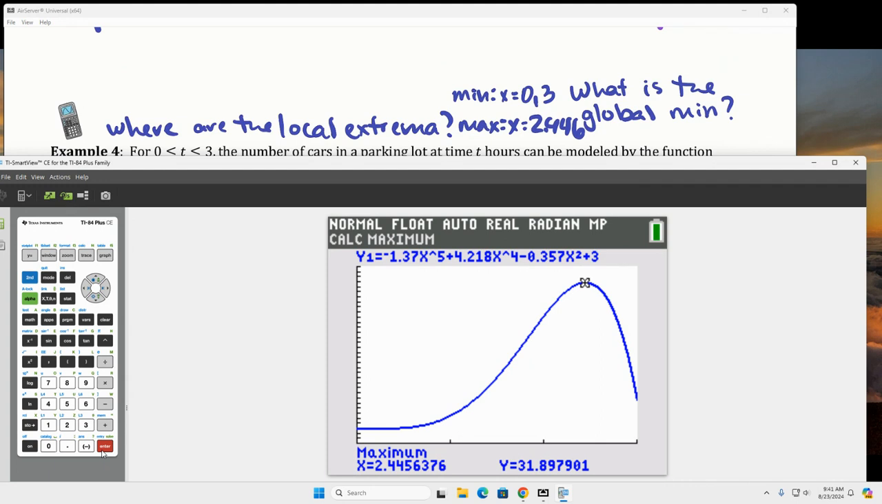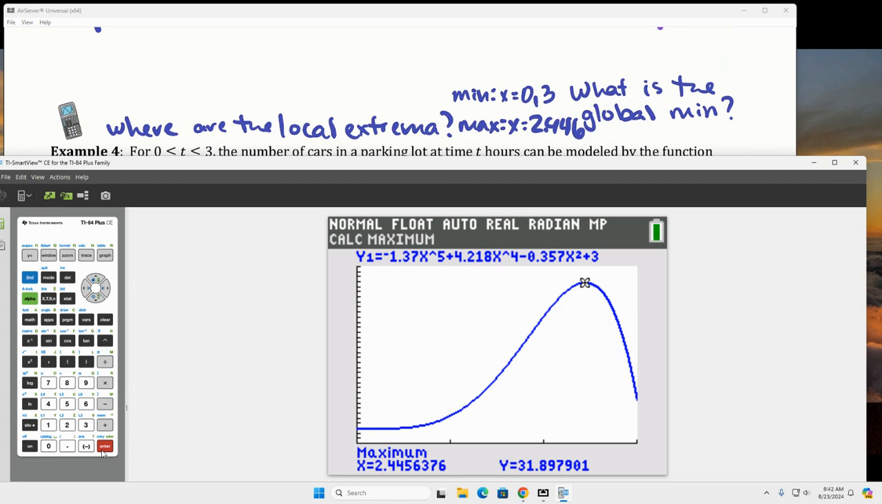I didn't put that as a question, but if it was a question, you would say the global maximum value is this 31.898 or 897 at that point. But I'm asking you, what is the global minimum? Say it again. 0. It's going to be at 0, yes.